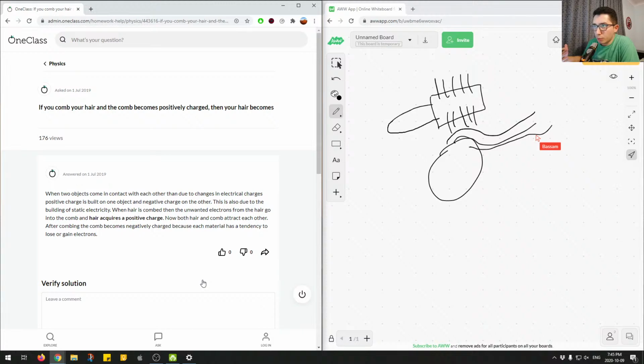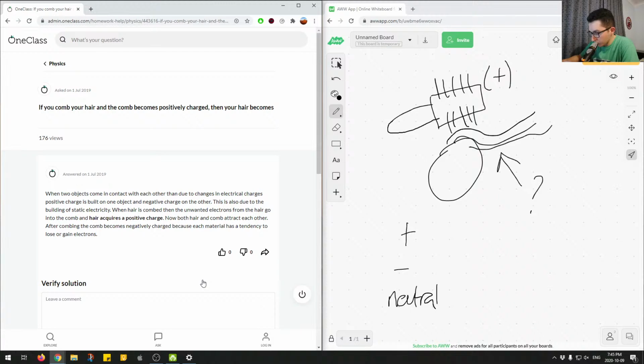So here we know that the comb becomes positively charged. So we know there's a positive charge on the comb. On the hair, what kind of charge are we getting? You really only have three options that you can answer here: either positive, negative, or I guess neutral, so no charge. Whenever you're rubbing two materials on each other, you're going to have a transfer of electrons. There won't be a transfer of positive charges. It will only be a transfer of electrons.